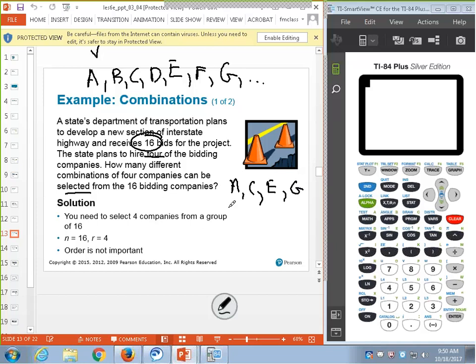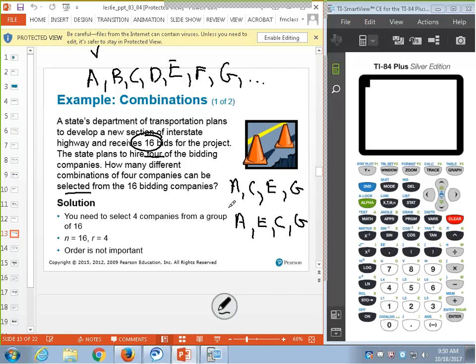Those are the companies they select. But now, what if the order was A, E, C, and G, a different order? Do they still select the same 4 companies? Yeah. So why? This is the one where order does not matter, so it's a combination. Now, this is really important, because if order does not matter, it's a combination, right?